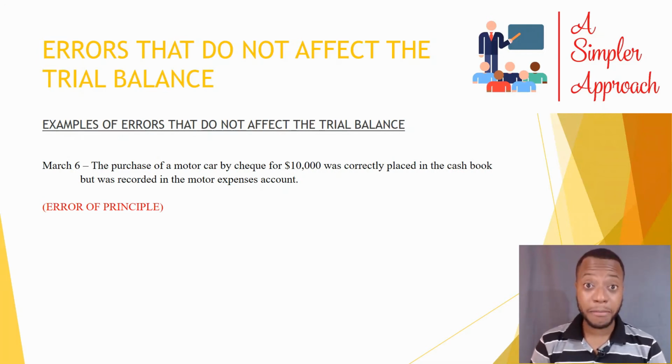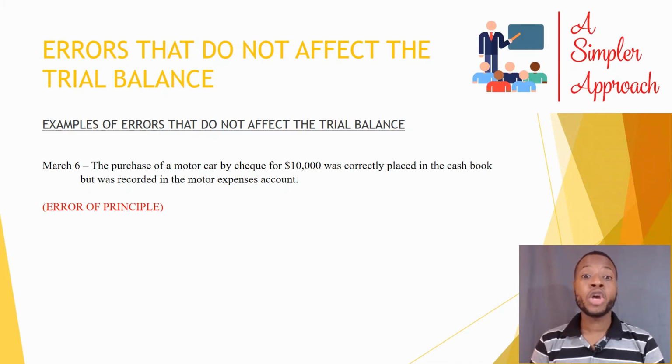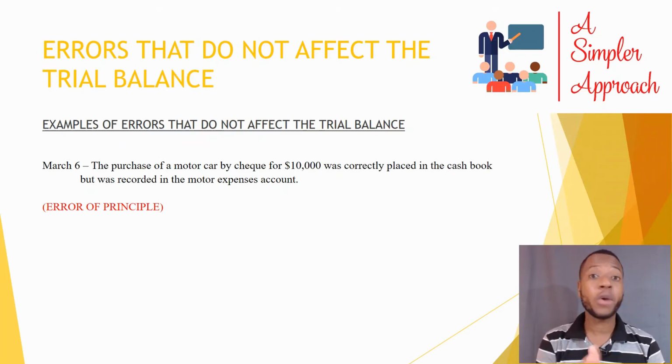The second example. The purchase of a motor car by check for $10,000 was correctly placed in the cash book but was recorded in the motor expenses account. Now, remember, when it says it's correctly placed in the cash book, it means that's not where the issue is. Okay? The issue is where the other recording was placed. That leads to number 2.